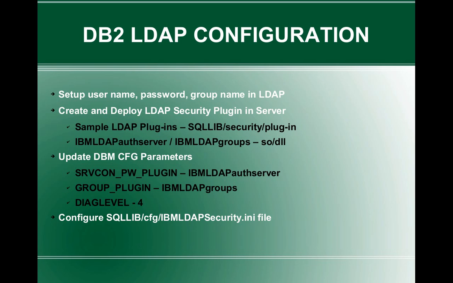Then the fourth step is to configure the IBMLDAPSecurity.ini file. This file is located in sqllib cfg IBMLDAPSecurity.ini. This file is where we are going to say where our LDAP server is, which port it is listening to, which object class should be used for user ID and password, and which object attribute should be used for the user ID. Even for group related information, like which user belongs to which group, the directory names and everything we have to set up there. Okay, let's quickly go into the examples now.